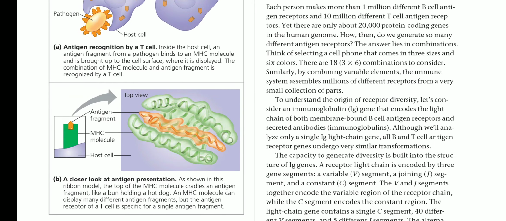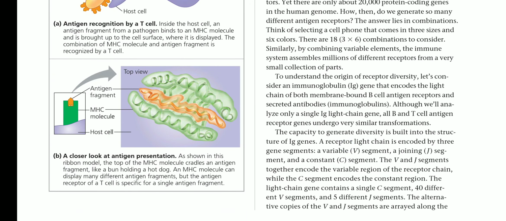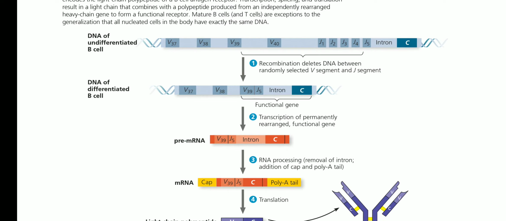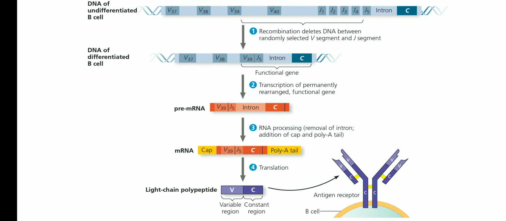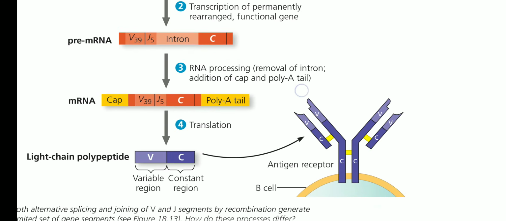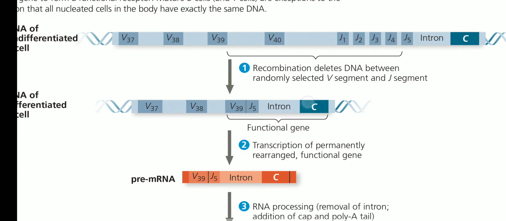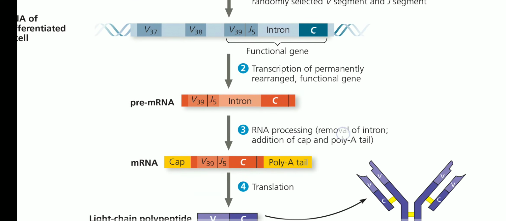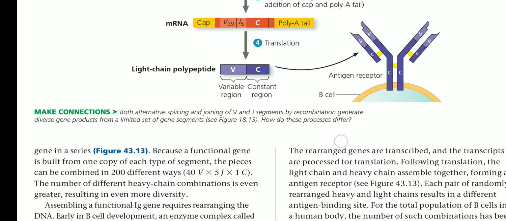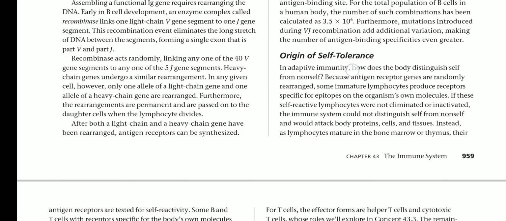So this is your MHC shown in the picture, and there is some variation in how the variable region of the antibody is produced by this whole recombination method. Some DNA is deleted, some transcription happens. So these are the processing steps done here. I'm not going to discuss all those things.